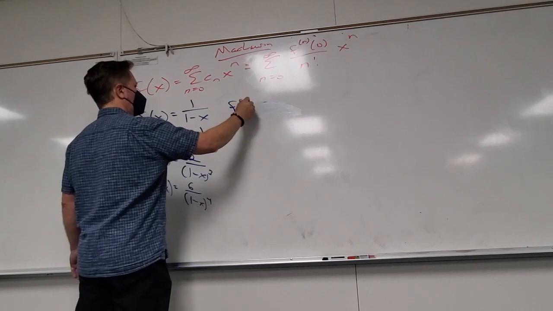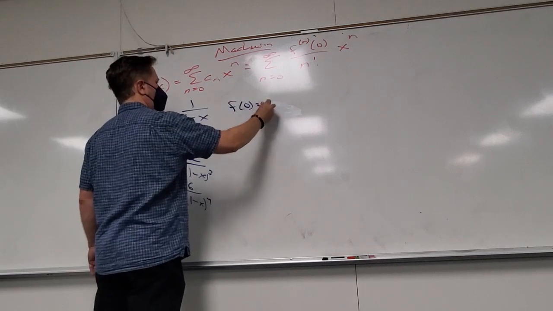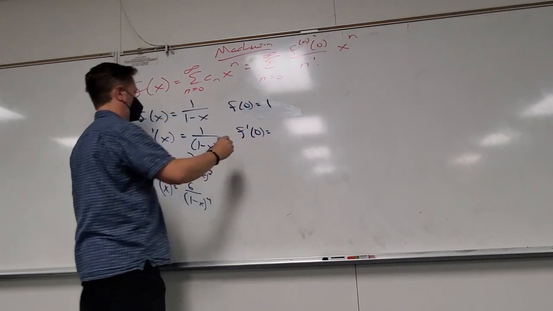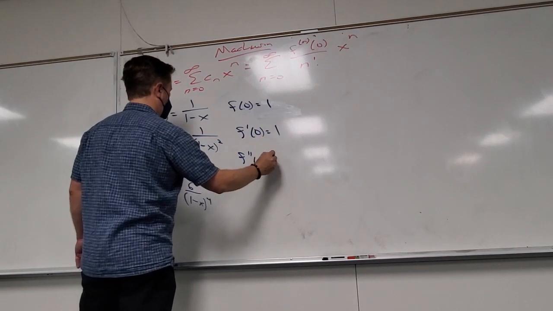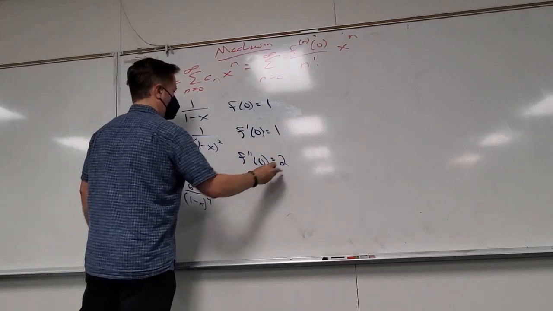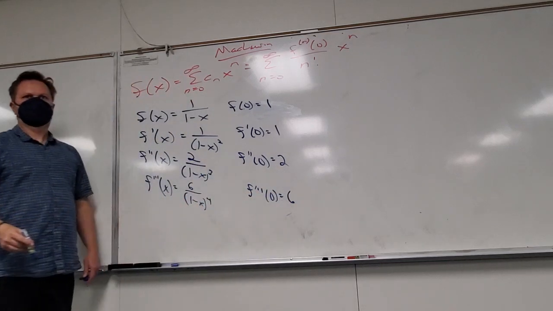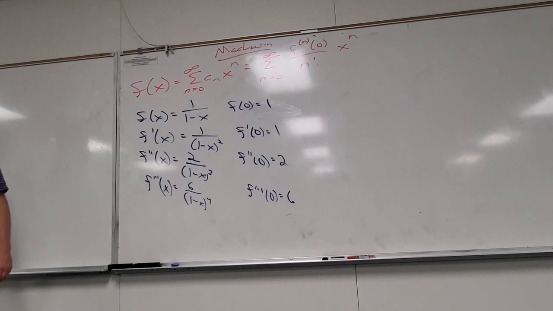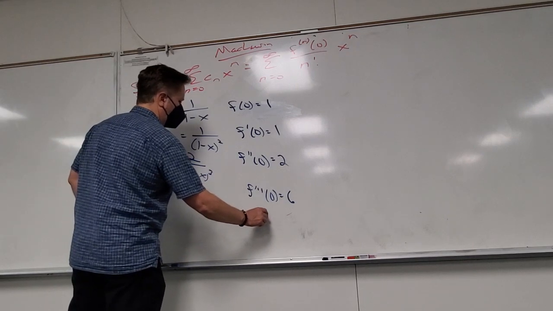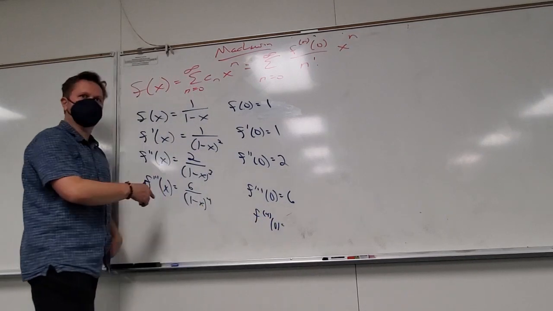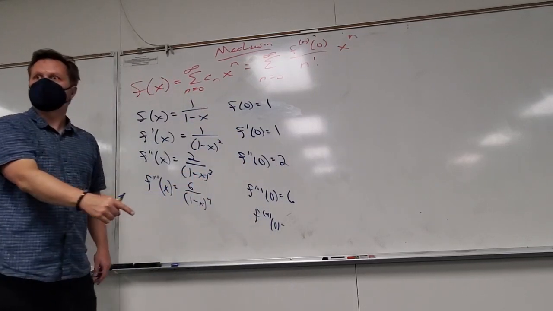What's f of 0? 1. What's f prime of 0? 1. What's f double prime of 0? 2. What's f triple prime of 0? 6. I like it. So what do you think f fourth derivative of 0 is? Yeah, it's going to be 24, of course, right? Is this a perfect factorial thing? Yes? You guys see that?